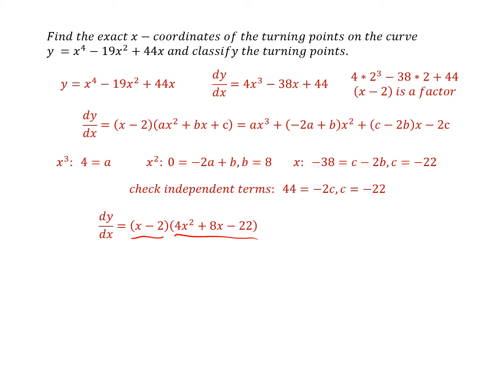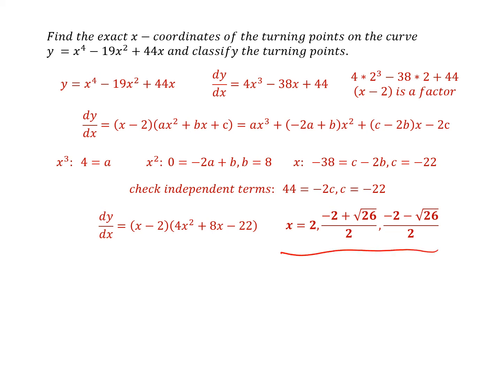So I'm still trying to find the x coordinates of the turning points, which means I'm trying to find where dy/dx equals 0. So this tells me immediately that x equals 2 is one of the solutions, but I need to find the other two solutions by solving 4x squared plus 8x minus 22 equals 0. And I've used the quadratic formula here to get the two answers in addition to the 2. So those are the three x coordinates of the turning points. So we've answered the first part of the question.